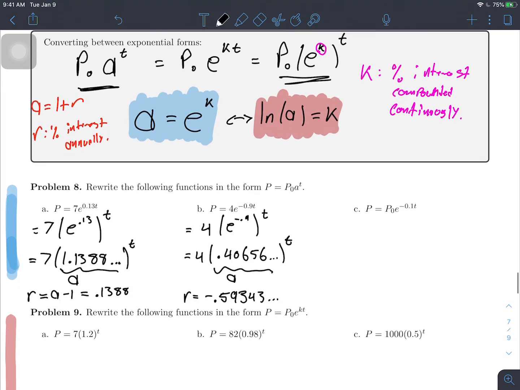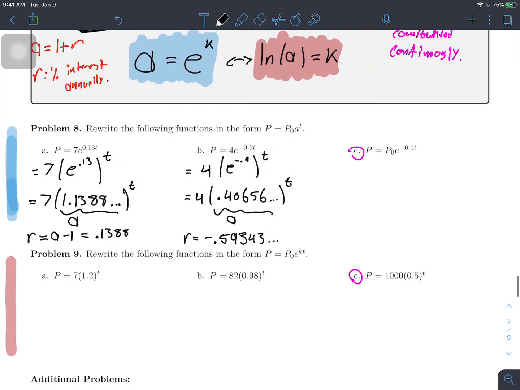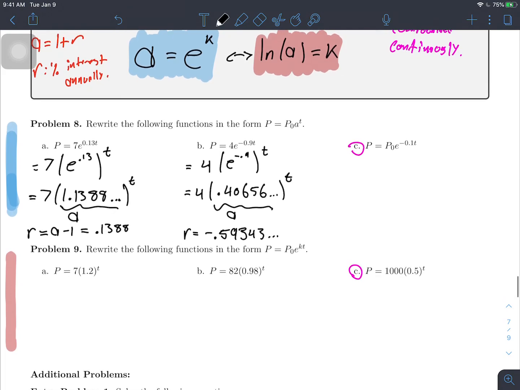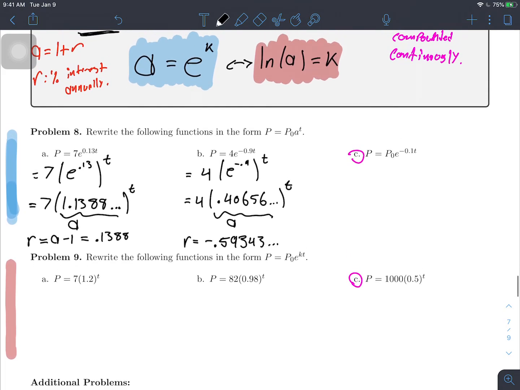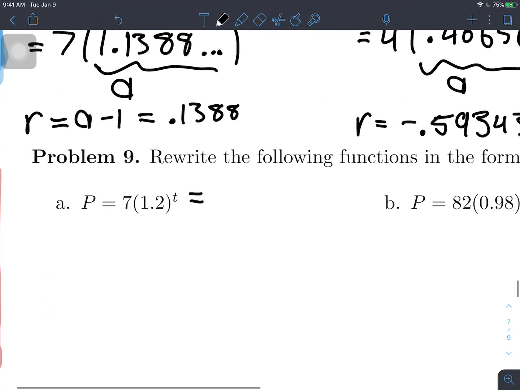All right, now we're going to try problem number 9. I'll leave problem C for you guys to try at home. We'll do the same thing for problem 9, and we're going to try to go the other way. Okay, so like I said before, instead of using the blue equation, we're going to try to use the red equation here. So what I'd really like to write is I'd like to write 7 times 1.2 to the power t as 7 times e to the power k to the power t. And now it's my job to figure out what k is.